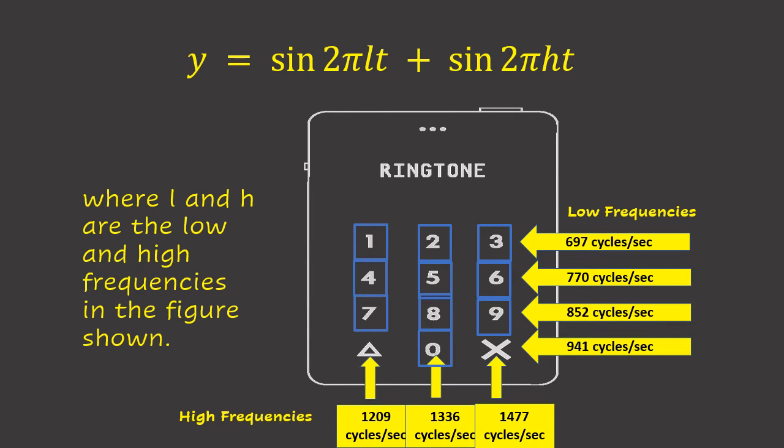So we're looking at number 3, and the low frequency is 697, so we're going to replace L by 697, and the high frequency is 1477, so we're going to replace H by 1477 in our formula.